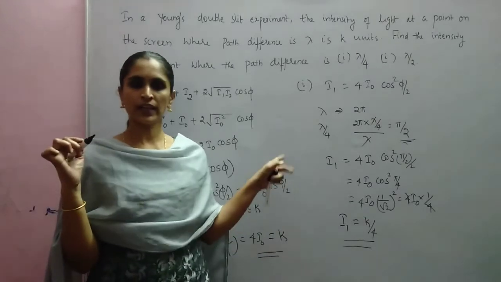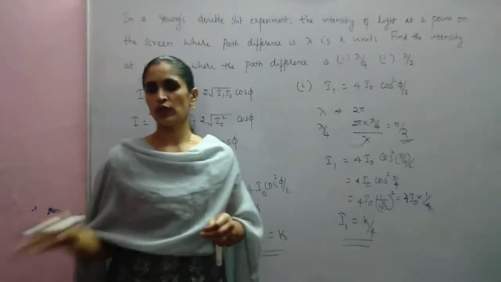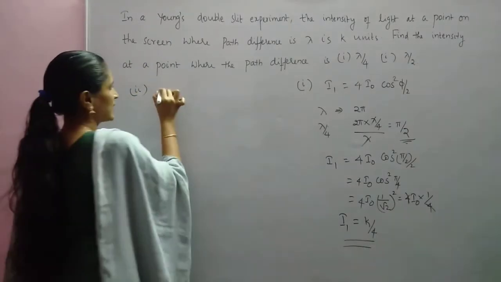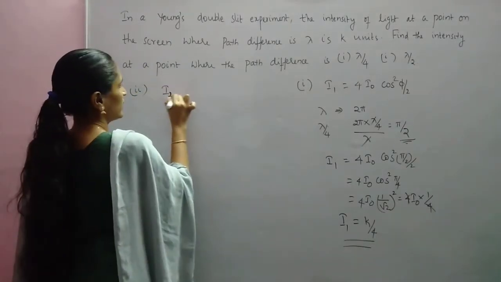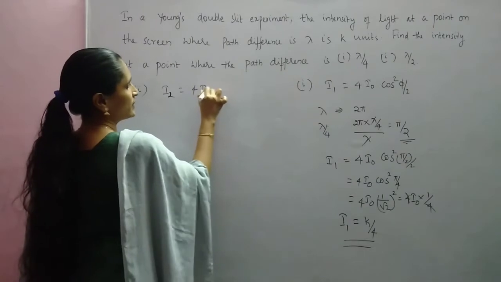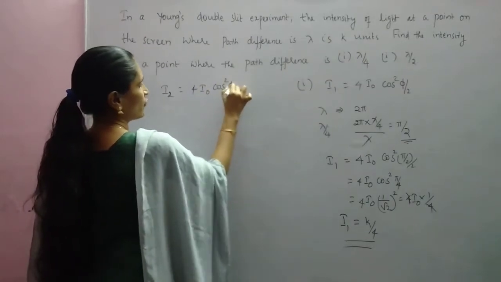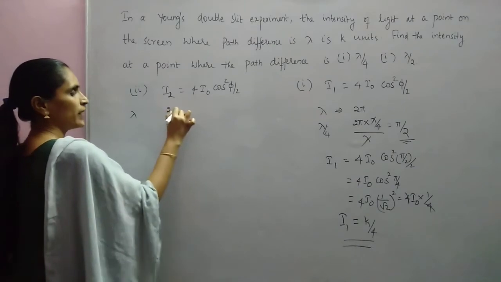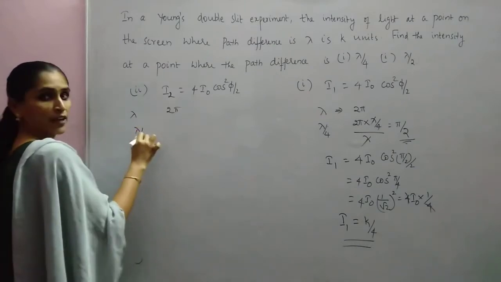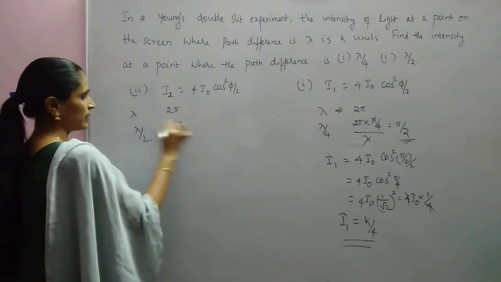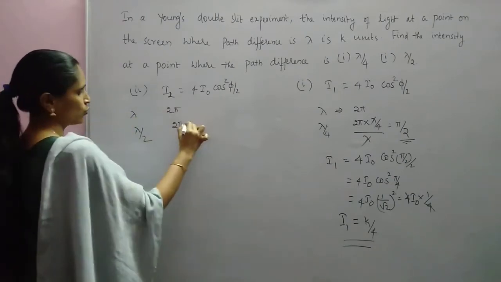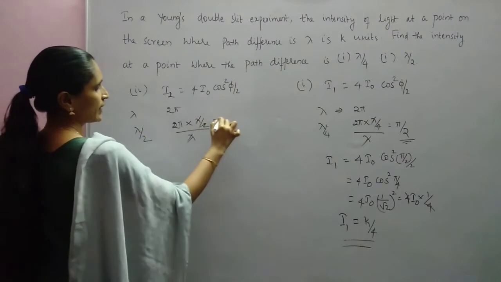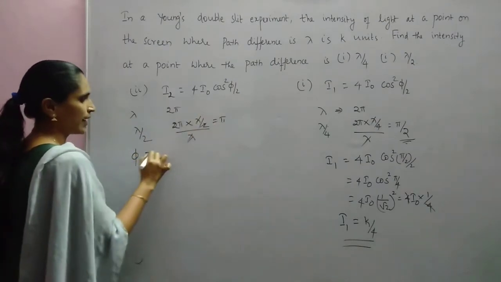Okay. Is it clear? Now the second part we can discuss. In the second case we can see the same formula. So here we can write I2 is equal to 4I0 cos square phi by 2. Corresponding to lambda, the phase difference is 2 pi. So corresponding to lambda by 2, what you will get? 2 pi into lambda by 2 by lambda. So you will get pi. So we got the phase angle as pi.